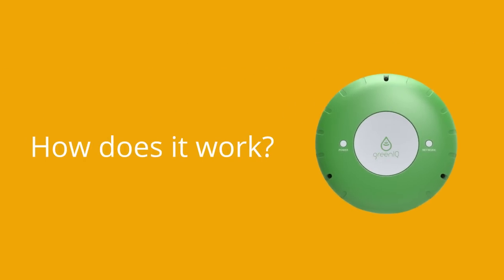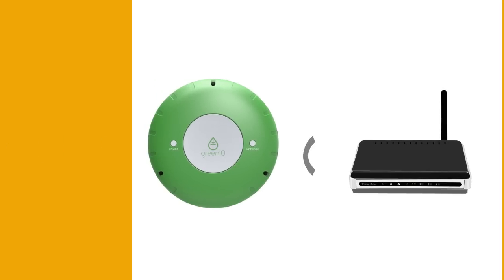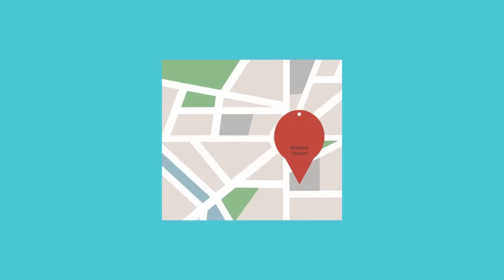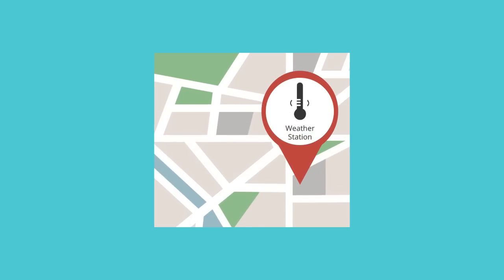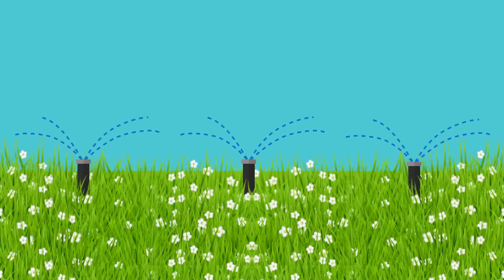How does it work? It connects to the internet via your home Wi-Fi, collects real-time weather information from the nearest weather station, and provides your plants just the amount of water they need.